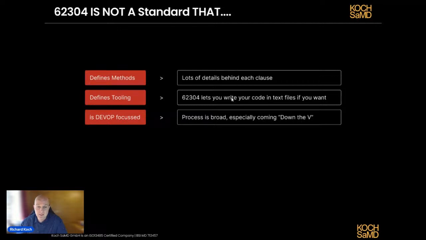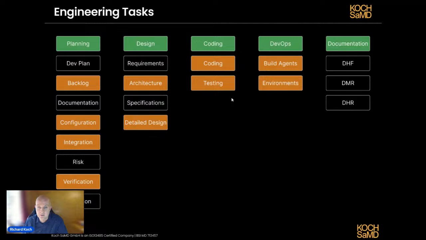It's not a standard that's DevOps focused at all, although we do see in the industry that a lot of people think it's very DevOps focused. There are parts which you need a DevOps approach to execute, or at least to execute efficiently. But it's a very broad process, and DevOps is more from the code to release, going up the design V, where 62304 really covers a lot, if not all, of coming down the design V. And again, we'll see that in a second. I think that's an area that's largely missed.